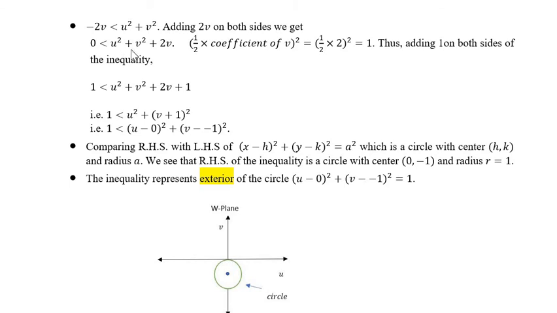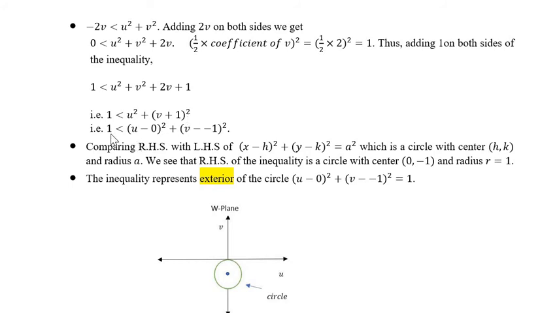We try to make the right hand side a perfect square. So we go for half into coefficient of v whole square, that is equal to half into 2, which is the coefficient of v, and we take it as a square. So we obtain it as 1. Thus we add 1 on both sides of the inequality and we obtain 1 is strictly less than u square plus v square plus 2v plus 1. That is, 1 less than u square plus v plus 1 whole square.